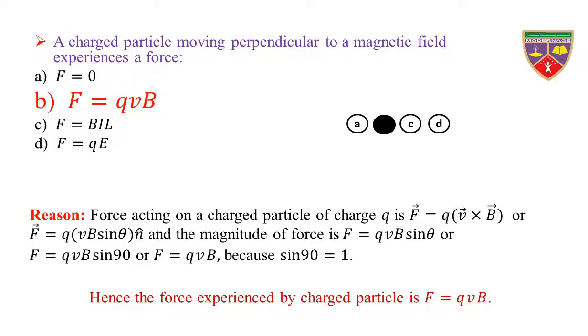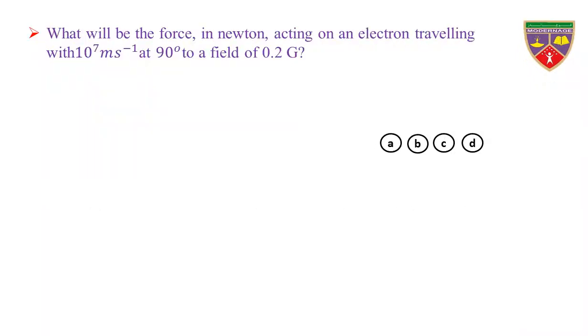Hence, the force experienced by a charged particle is F = qvB. What will be the force in Newton acting on an electron traveling with 10^7 meters per second at 90 degrees to a field of 0.2 Gauss?